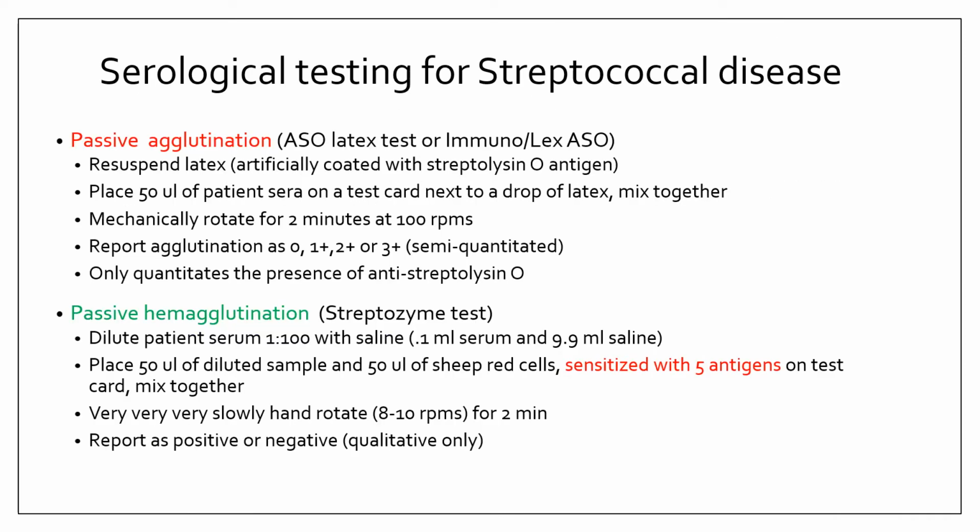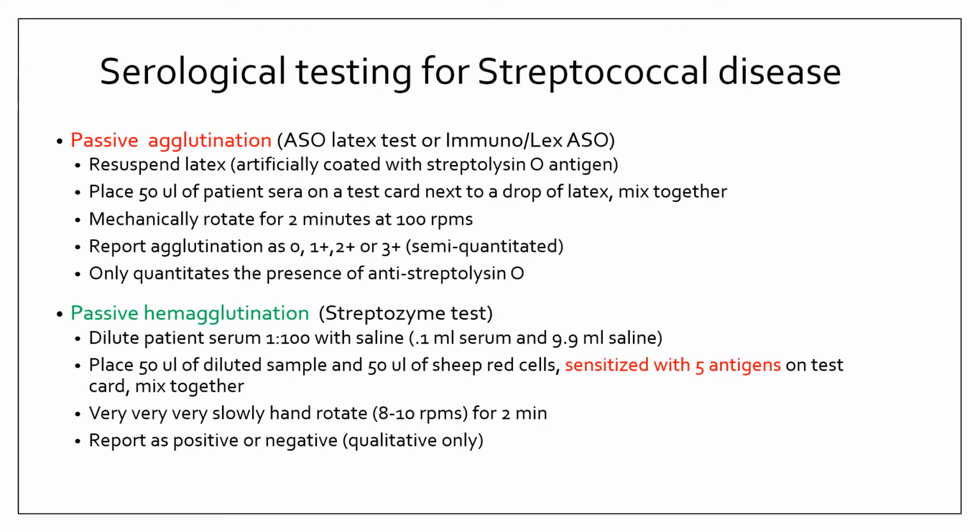There's a couple of different serology kits on the market that will look for streptococcal antibodies, okay? One is a passive agglutination test called the ASO latex test, also known as the Immunolex ASO. And another type of kit test that we can look for streptococcal antibodies is a passive hemagglutination test called the streptozyme test.